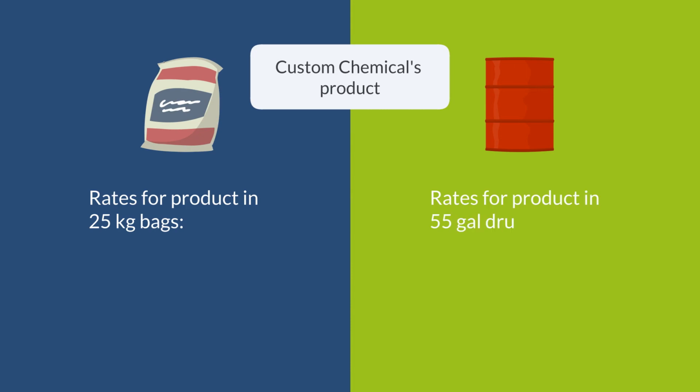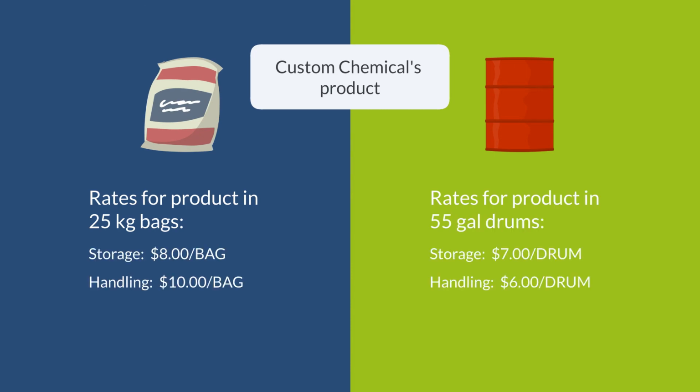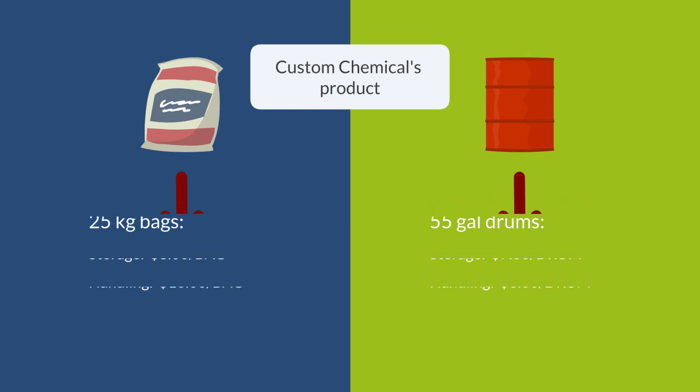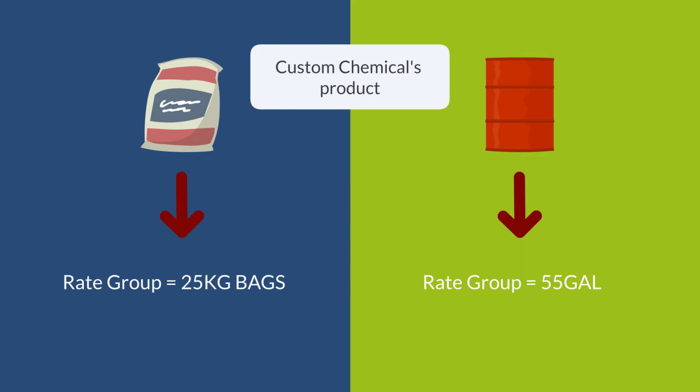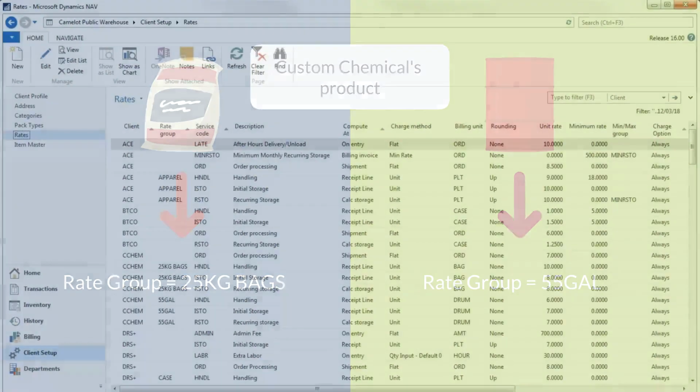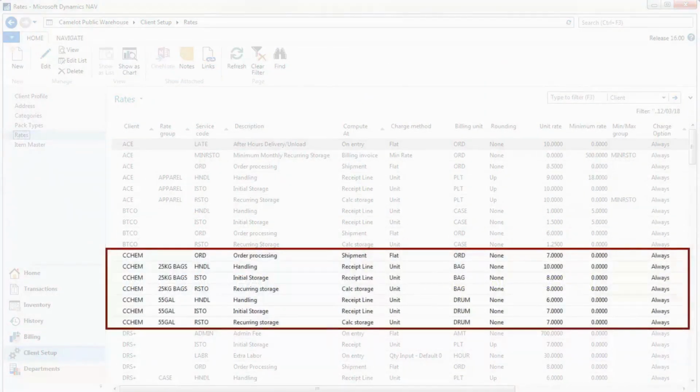If the rates you charge vary for the different types of product you manage for a single client, it's cumbersome to set up rates for each item. In Excalibur, we've made setup for varying rates easy by enabling you to assign each item to a rate group or tariff group, and then set up the different rates for each group.